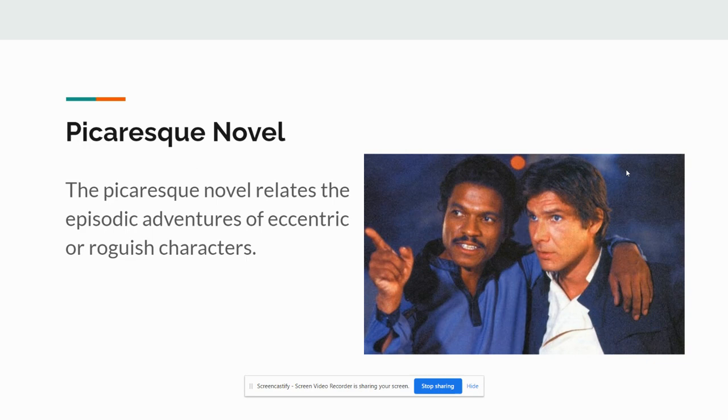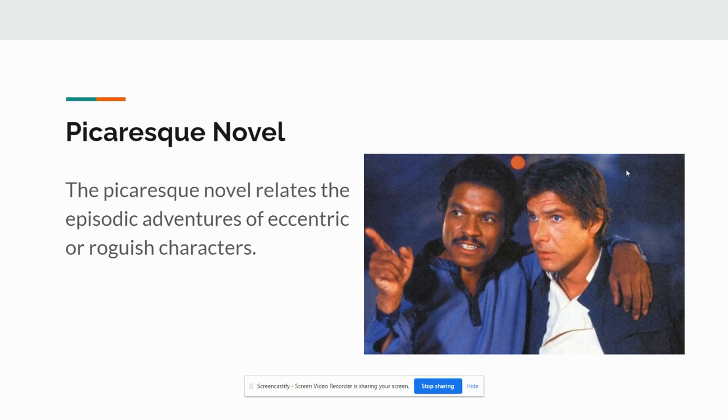The first one we're going to look at is the picaresque novels. If you look at the picture and you're a Star Wars fan, Han Solo won the Millennium Falcon from Lando Calrissian gambling. These are eccentric characters. They are roguish characters. They are oftentimes on the run from the law. They are the sort of folk that people kind of love, but at the same time, if they're around too much, they're the kind people hate.